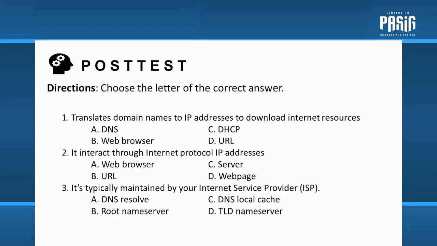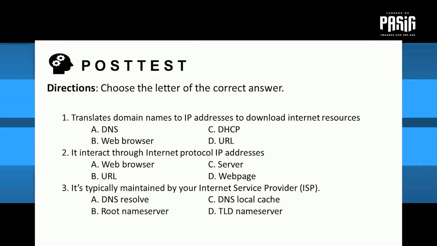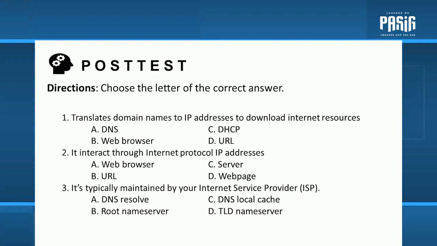To make sure how far you have gone through our lesson, let's answer the post test. Directions: Choose the letter of the correct answer. Number 1. Translate domain names to IP addresses to download Internet resources. A. DNS. B. Web browser. C. DHCP. D. URL. The answer is A. DNS.